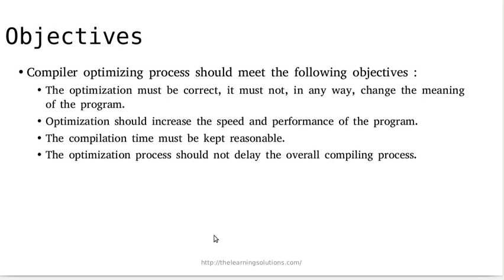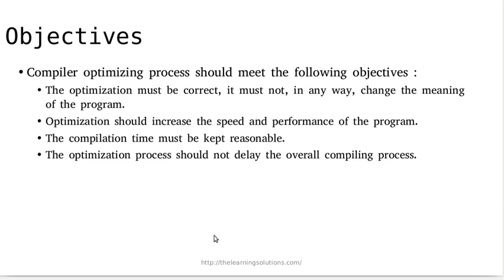Now let us understand what objectives code optimization techniques should have. The optimization must be correct, and it should not change the meaning of the program. This is the first objective. If you are optimizing code and changing its meaning, that will not be a correct way to perform the optimization. So the meaning of code should remain intact and unchanged. Then with the optimization, the speed and performance of the program has to be increased. We will see how speed and performance will be increased.